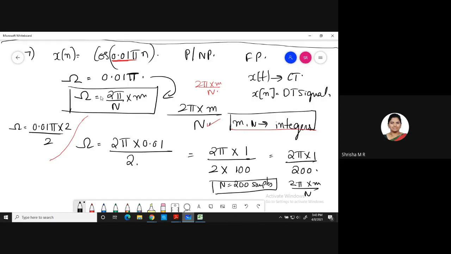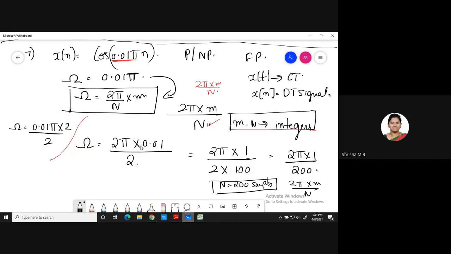Okay, in discrete time signals, we take omega and try to express it in 2 pi into m by n form, where m and n are integers. So what have we done here? We have 0.01 pi. So to express that in 2 pi into m by n form, I am multiplying and dividing the numerator and denominator by 2. Fine. So I am rearranging this. I want it in the form 2 pi by n into m. So I can write it as 2 pi by 2 into 0.01.